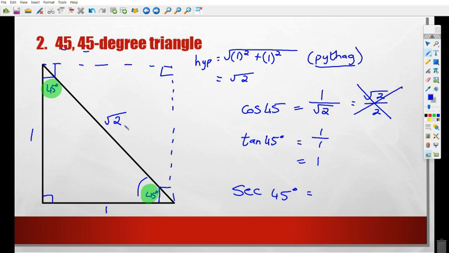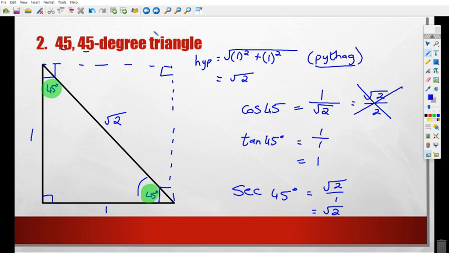So sec is going to be the hypotenuse over adjacent, which is square root of 2 over 1, which is just the square root of 2. Nice and easy. I hope that's looking fine. And now let's take a look at our third special triangle.